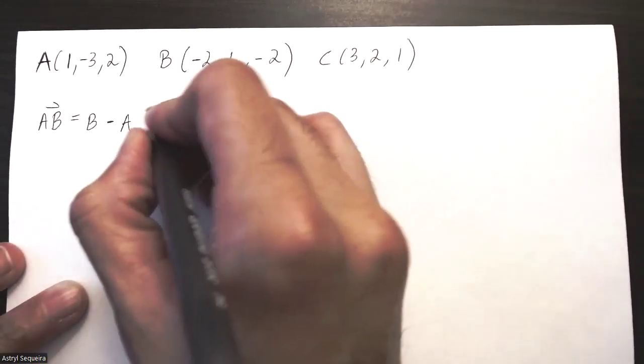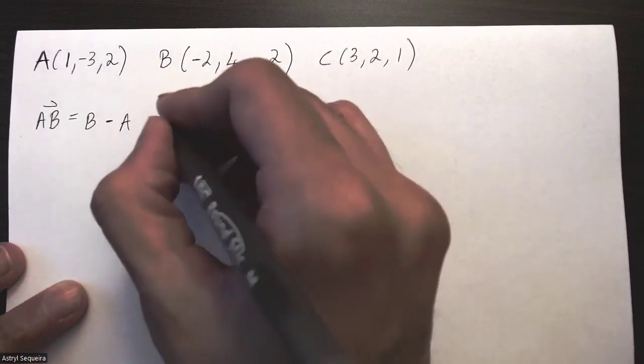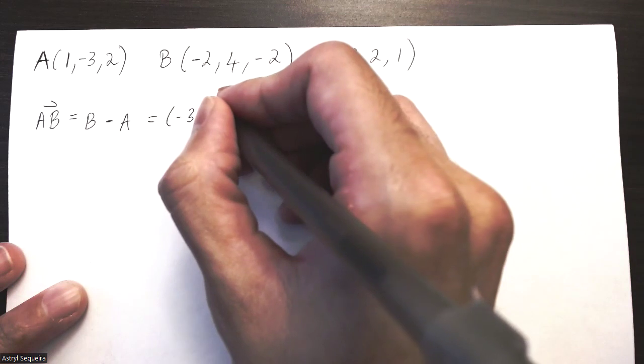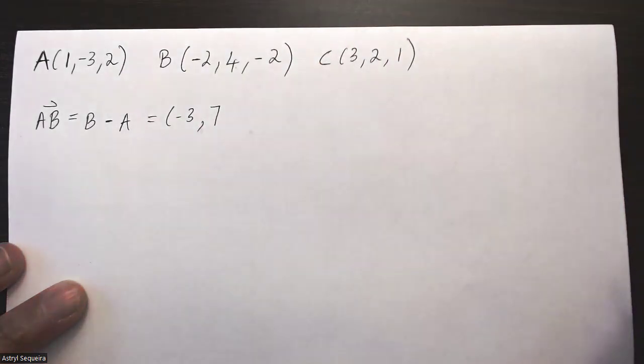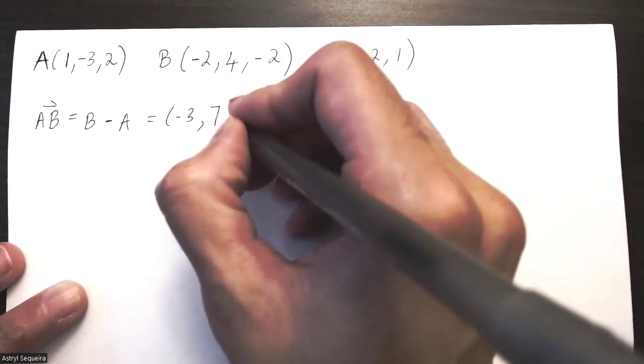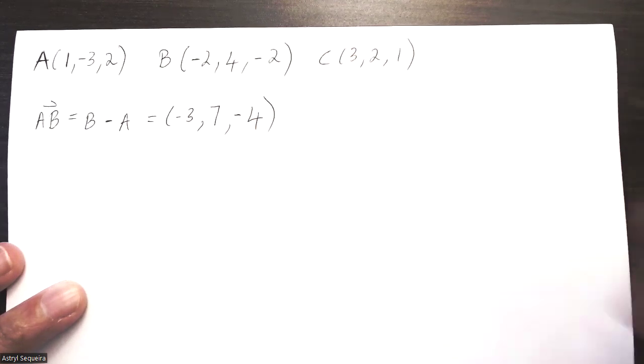So if I subtract, -2 minus 1 is -3. 4 minus -3 is 4 plus 3, which is 7. And then -2 minus 2 is -4.